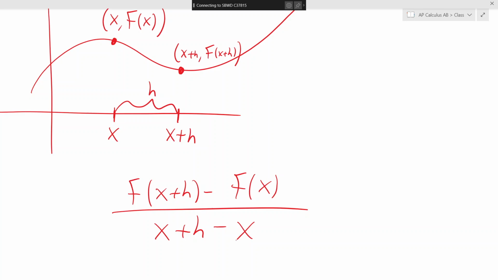But we want the slope just at x. So we say, hey, let's let h approach 0. And what that does is it brings this point back. It makes h smaller. So instead of finding the slope between these points, it brings the point back, infinitely close, and it finds the slope just at 1 point. Okay? And that's called the derivative.